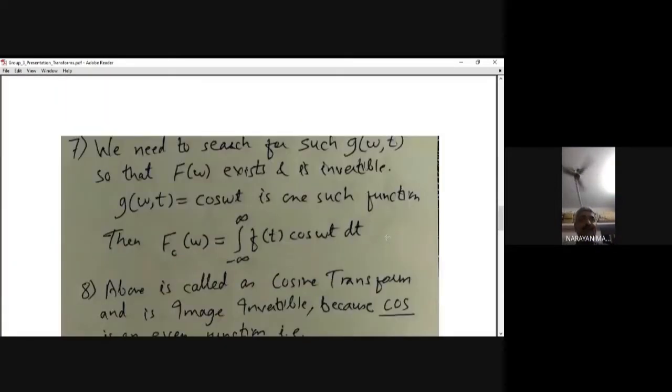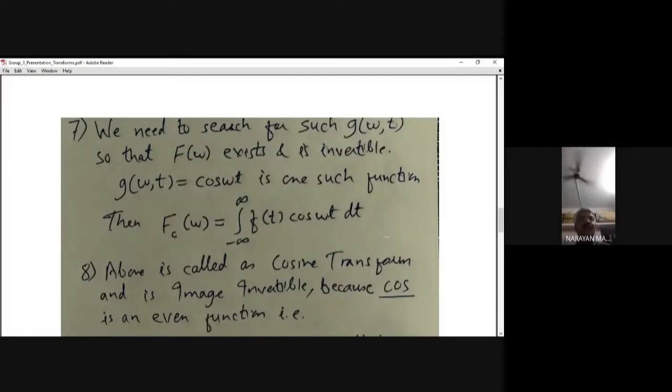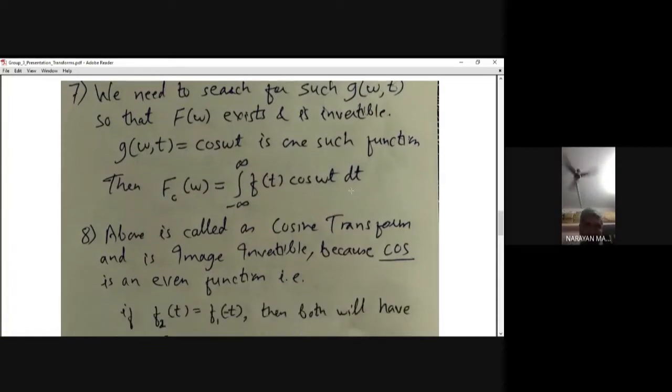Now, to make things workable, what kind of function should we have? Here I try to introduce the Fourier transform as a joint, or combination, an ordered pair, of cosine and sine transforms. If I take g(omega, t) as cos omega t, then I define the cosine transform as the integral of f(t) cos omega t dt over entire time, provided it exists. Then, is this cosine transform invertible?